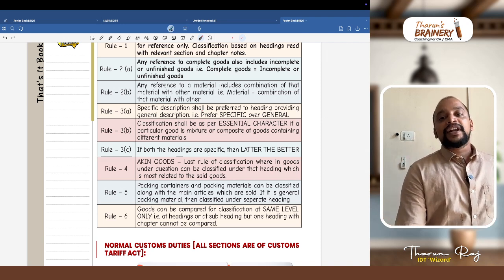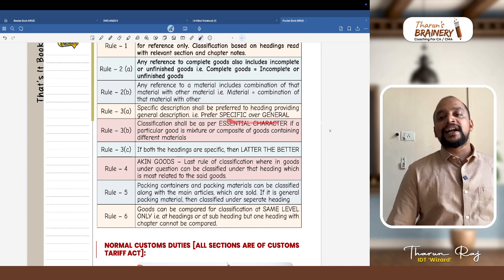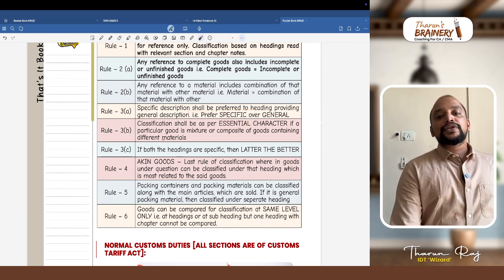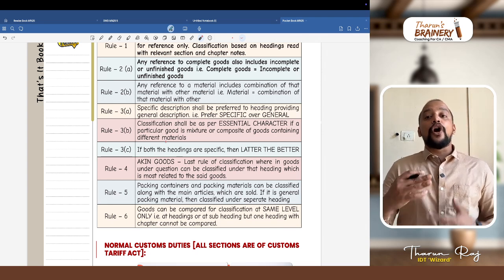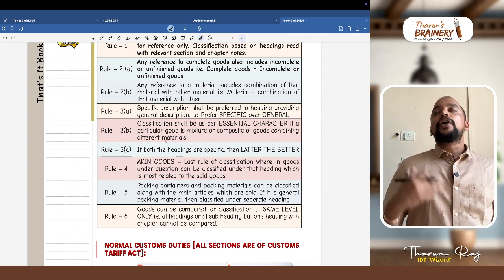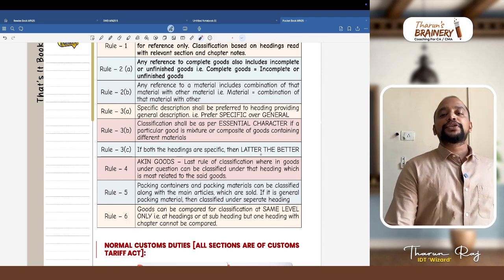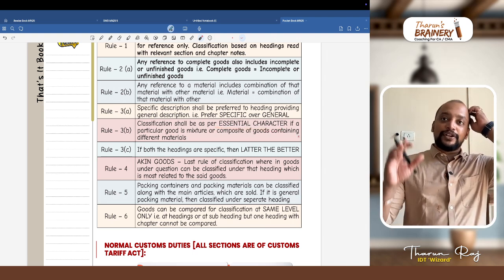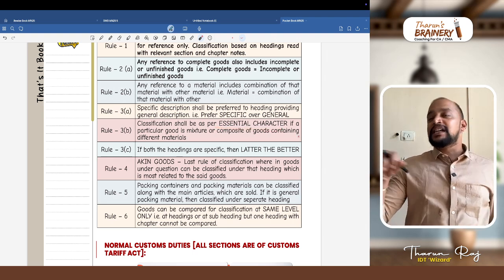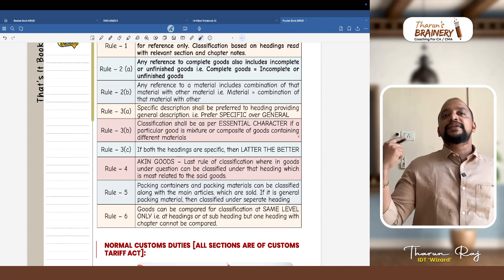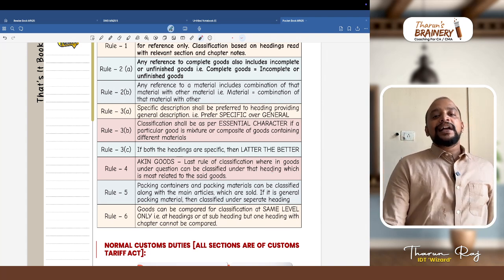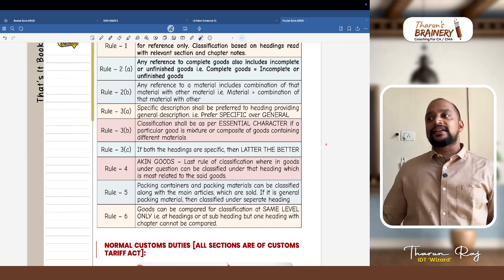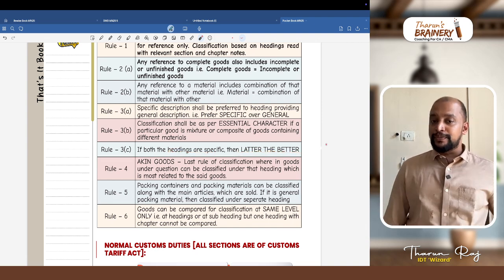Rule 3a, whenever there is one specific heading and one general heading, we need to prefer specific heading over general heading. 3b, whenever we are importing an article that is component of multiple articles or multiple components, then we need to classify it based on essential character. The example you need to remember is the geometry box. Geometry box has multiple components, but we need to classify based on essential character. And suppose if both the headings are specific, we need to see the latter the better, that is which comes last in the numerical order, that should be taken.